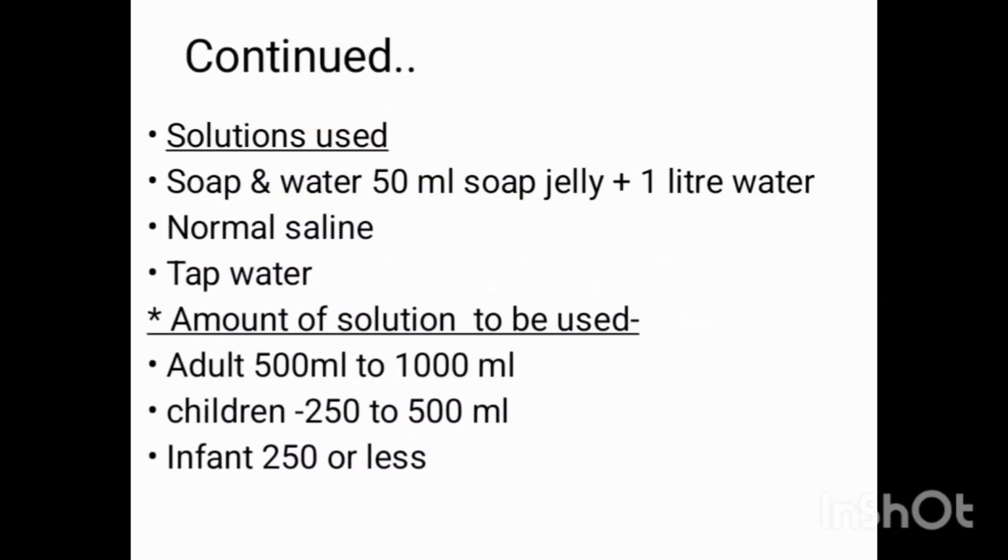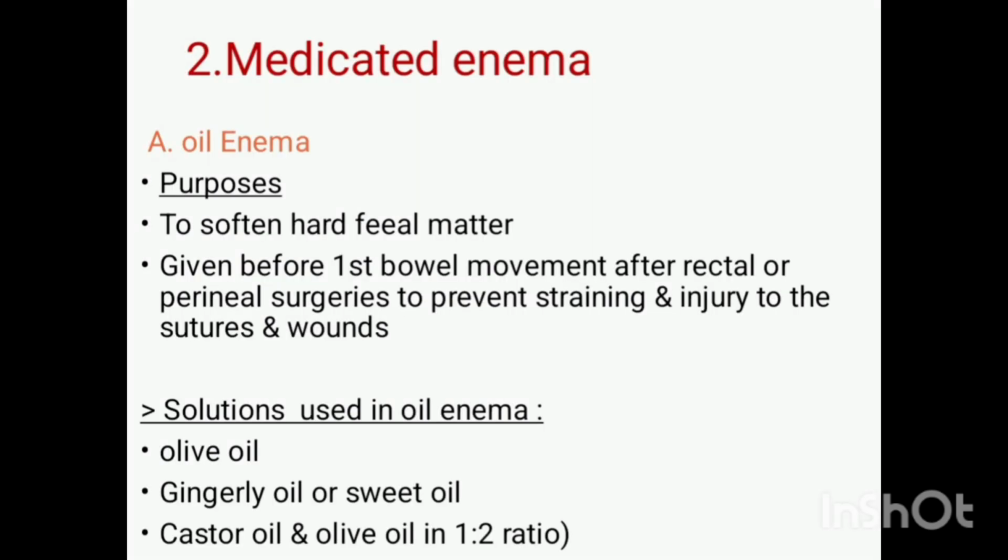Continued. Solutions used: soap and water, 50 ml soap jelly plus 1 liter water, normal saline, tap water. Amount of solution to be used: adult, 500 to 1000 ml. Children, 250 to 500 ml. Infant, 250 or less.